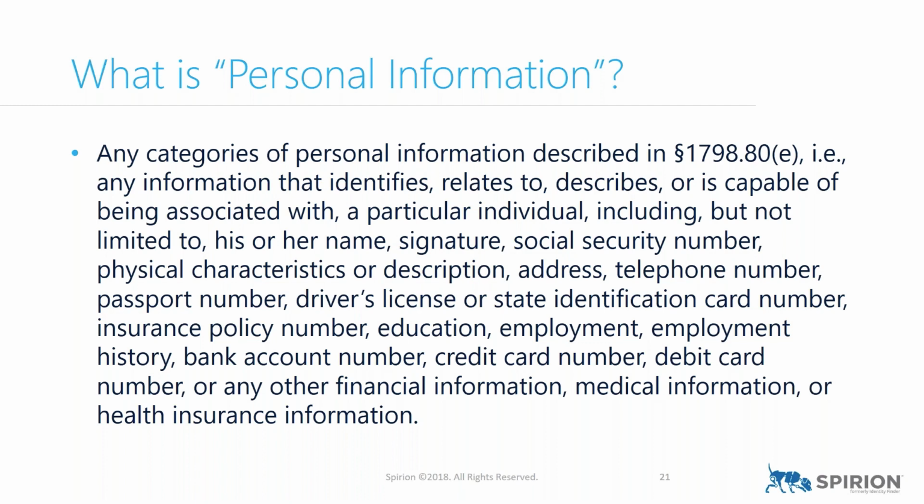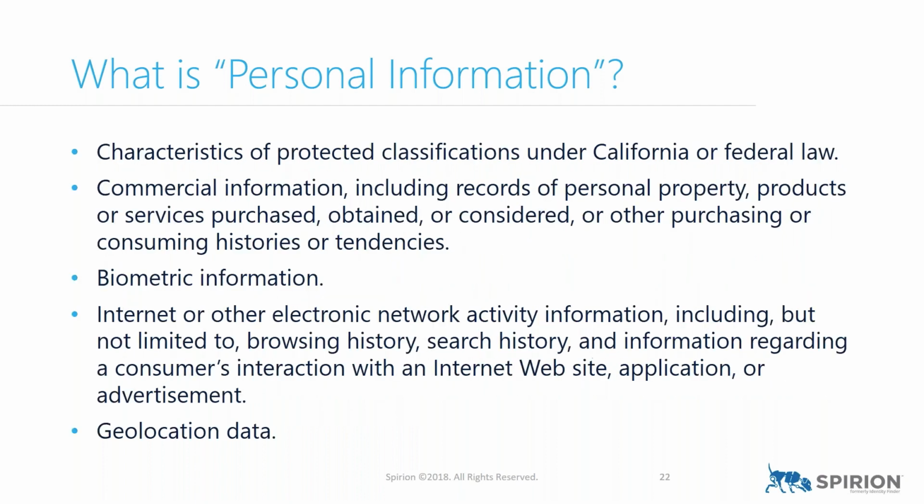So if we go to the next slide, there are more categories of personal data. Now, characteristics of protected classifications under California law. What they mean is protected classes, so racial, ethnic, religious, et cetera. Commercial information, so your records of purchasing history. So maybe you spend time on Amazon or eBay, all of those records are now personal data. So it goes on and on.